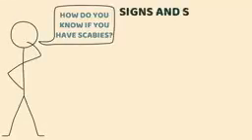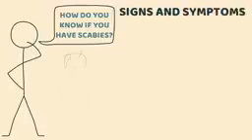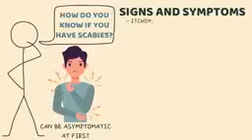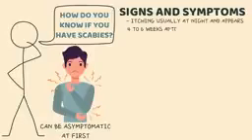So let's talk about the signs and symptoms of this disease. It can be asymptomatic for the first couple of weeks, but the hallmark of scabies is severe itching that usually worsens at night and typically appears 4 to 6 weeks after the initial infestation.